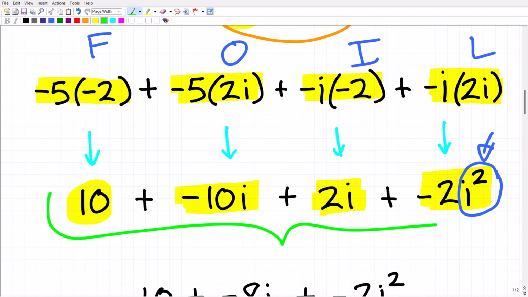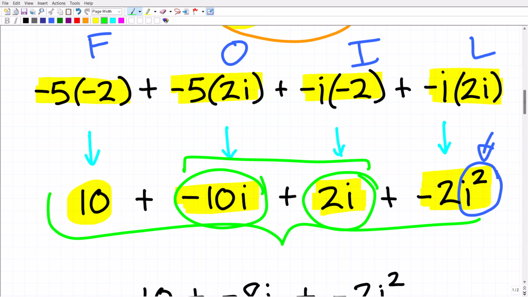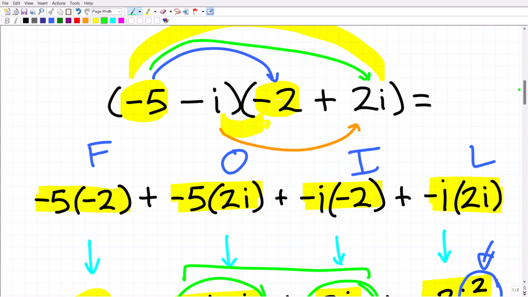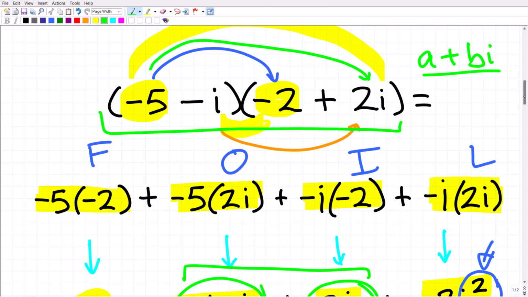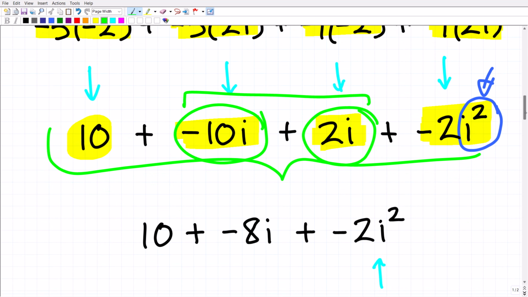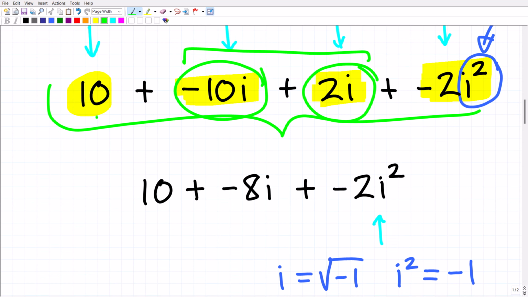All right, so now we're going to go ahead and combine like terms. So we have a negative 10i and a positive 2i, so we can combine them. Now, one thing to note here is that when you are multiplying complex numbers, you're going to get a complex number as an answer, right? So we're looking for something in the form of a plus bi. Okay, so let's go ahead and combine like terms here. So we're going to have 10, right? So that's just our number. Negative 10i and 2i gives us negative 8i. So we have 10 plus negative 8i, and then we have negative 2i squared. All right, so that's right here.